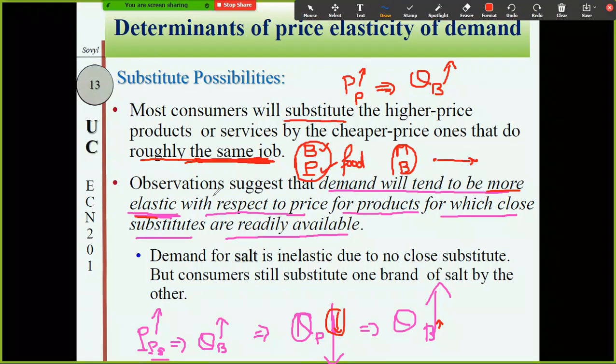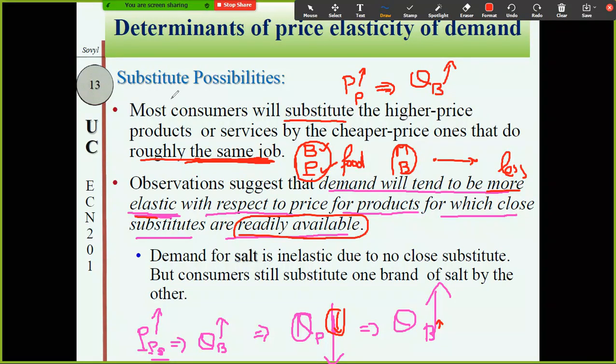Okay, so observation suggests that demand will tend to be more elastic with respect to the price of products for which close substitutes are readily available, for which the other substitute products are available to find, to get. If they are not really available, the demand for pizza will be less elastic. Less elastic or inelastic, the same meaning. More elastic or elastic, the same meaning.